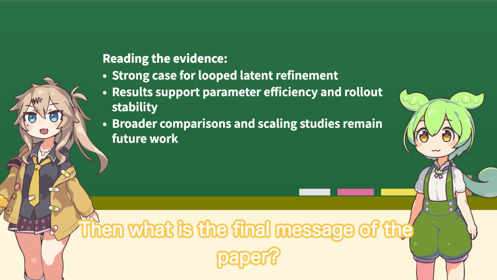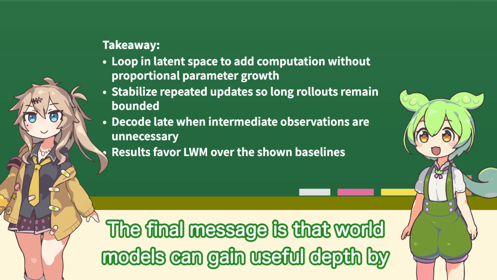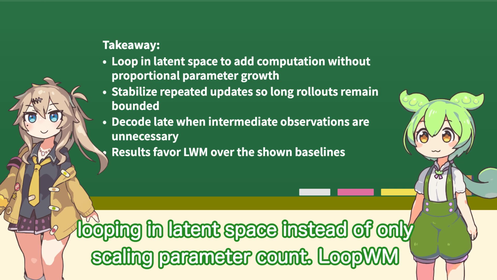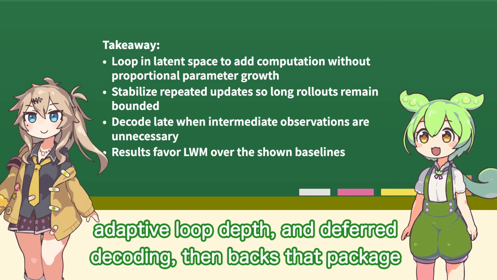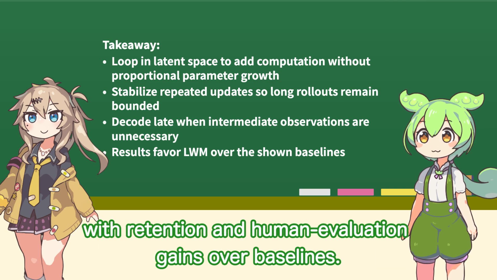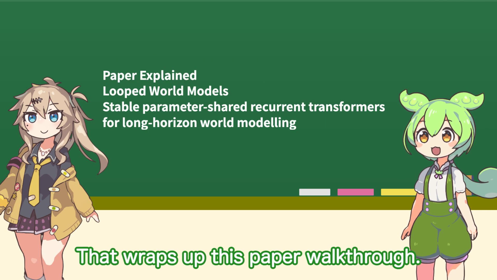Then what is the final message of the paper? The final message is that world models can gain useful depth by looping in latent space instead of only scaling parameter count. Looped WM combines a shared recurrent transformer core, spectral stability, adaptive loop depth, and deferred decoding, then backs that package with retention and human evaluation gains over baselines. That wraps up this paper walkthrough.